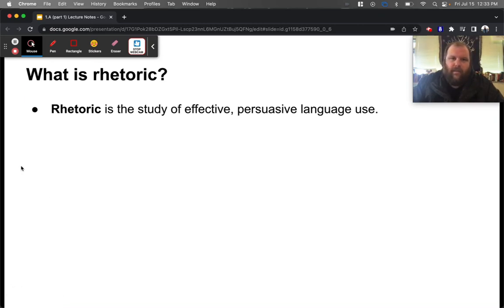So I tell my students all the time, I teach Lang and Lit and Senior English. And I think those are the most important classes you can take. And Lang is not exempt from that. Understanding language and how it's used is vital. So that's what rhetoric is, the study of effective persuasive language use.